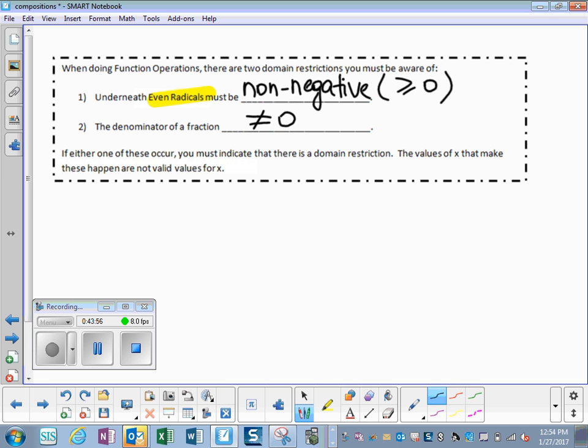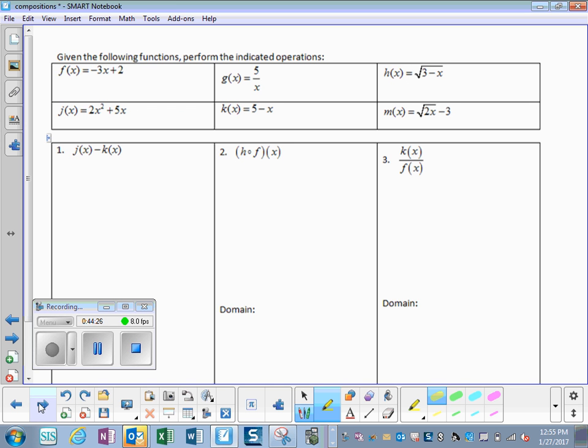Doesn't it make sense? You can't say 0 is a negative or a positive. You can't say positive because then you're excluding 0. Non-negative, learn it. That's useful. So if either one of these occurs, you must indicate that there is a domain restriction. The values of x that make this happen are not valid values for x. Okay, if there are no other questions, we'll practice.